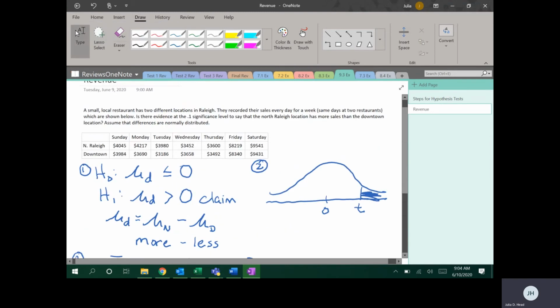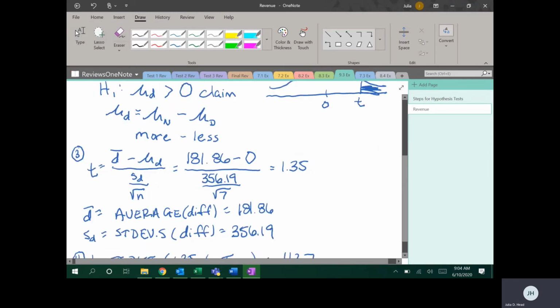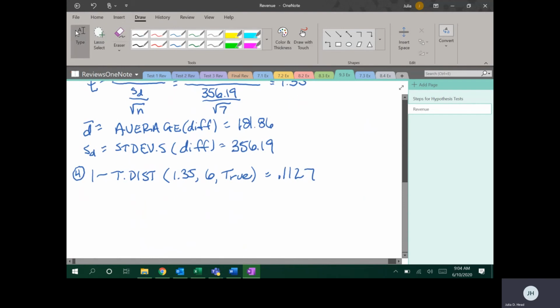And our level of significance was 0.1. So this is a little bit bigger, but it's bigger, so we should fail to reject the null.